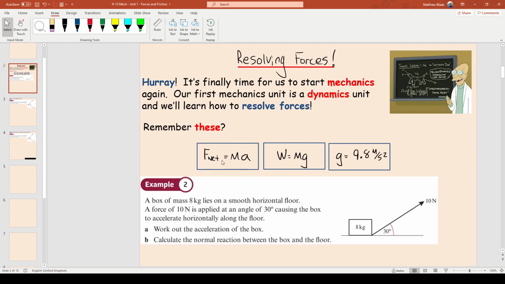F net equals ma, because it's the overall balance of forces that's equal to the mass times acceleration, not every given force, even though every given force is derived that way. And this one here, W equals mg, that's the weight of an object. That's kind of how heavy something is. That's the Earth's gravity pulling on something's mass.